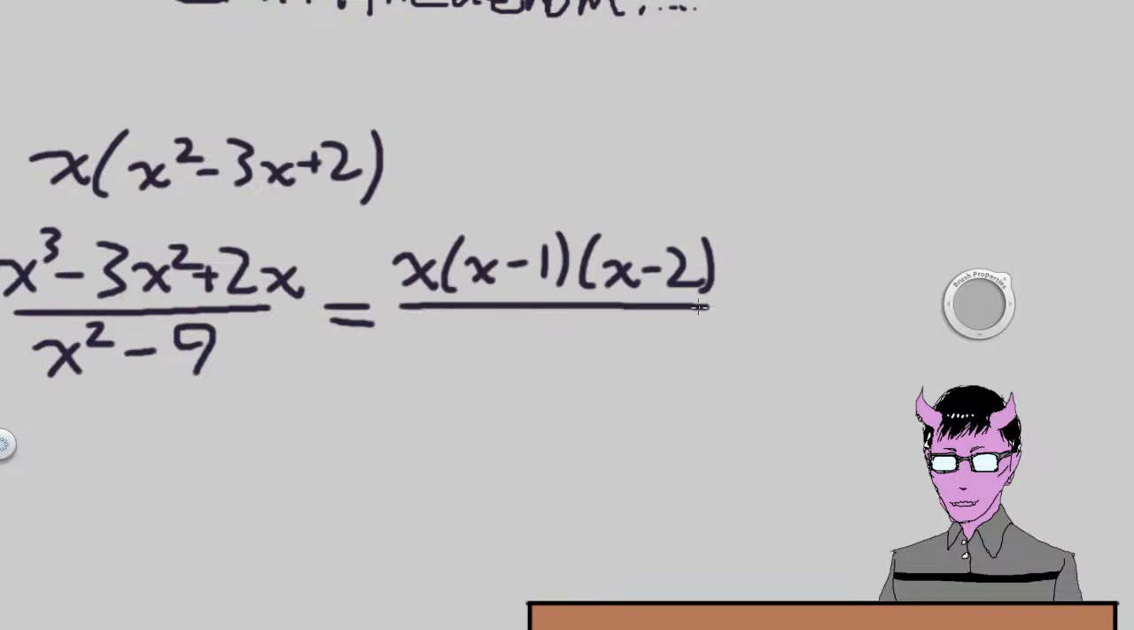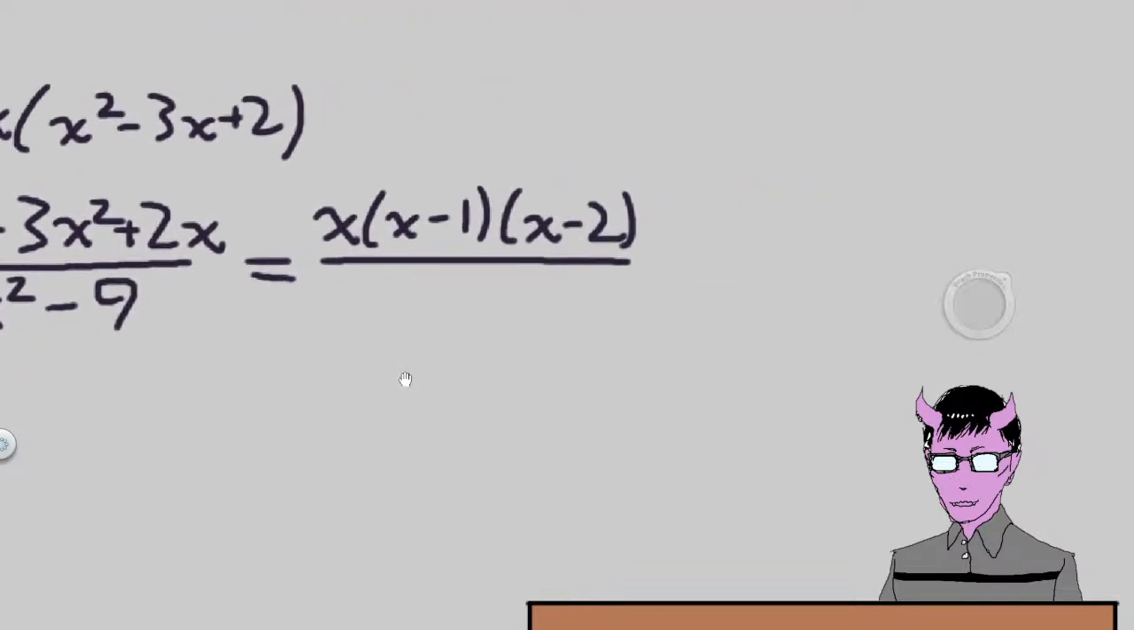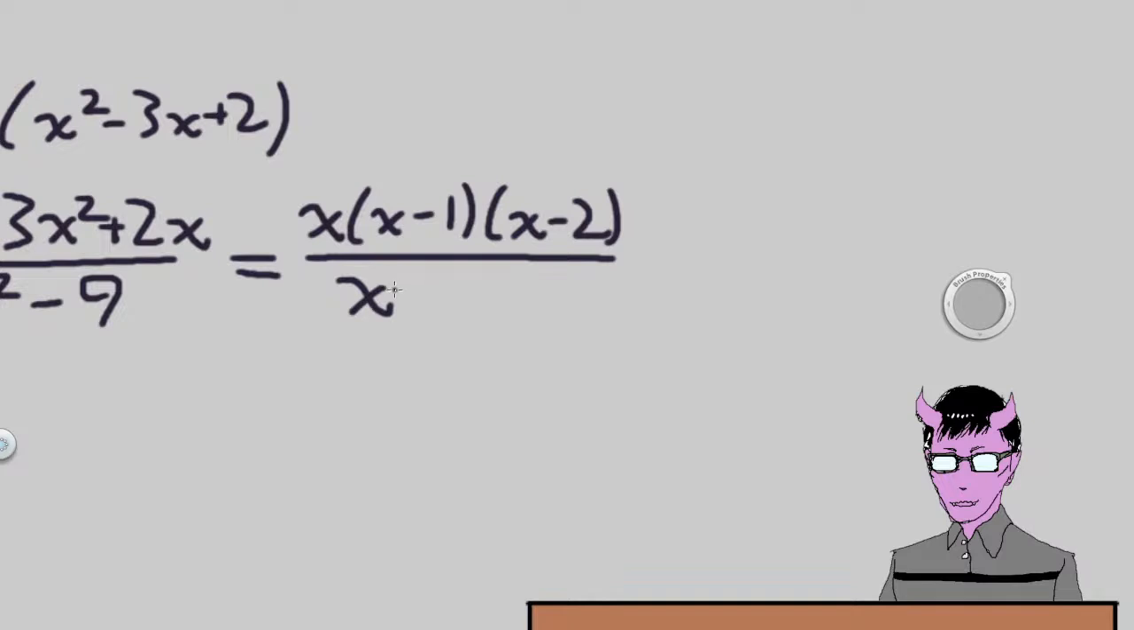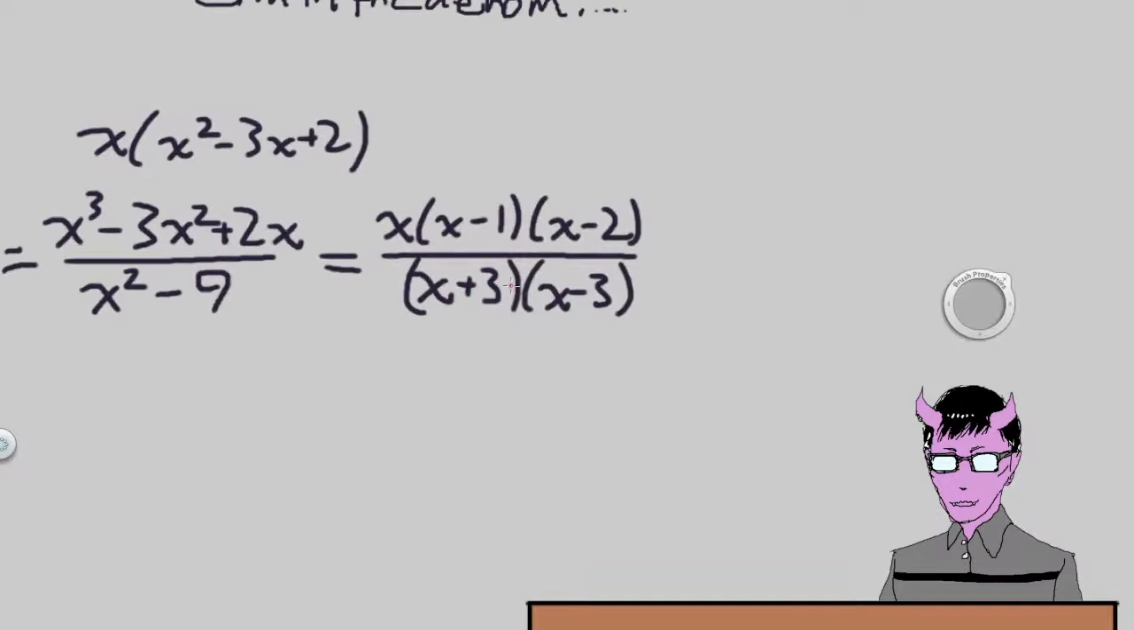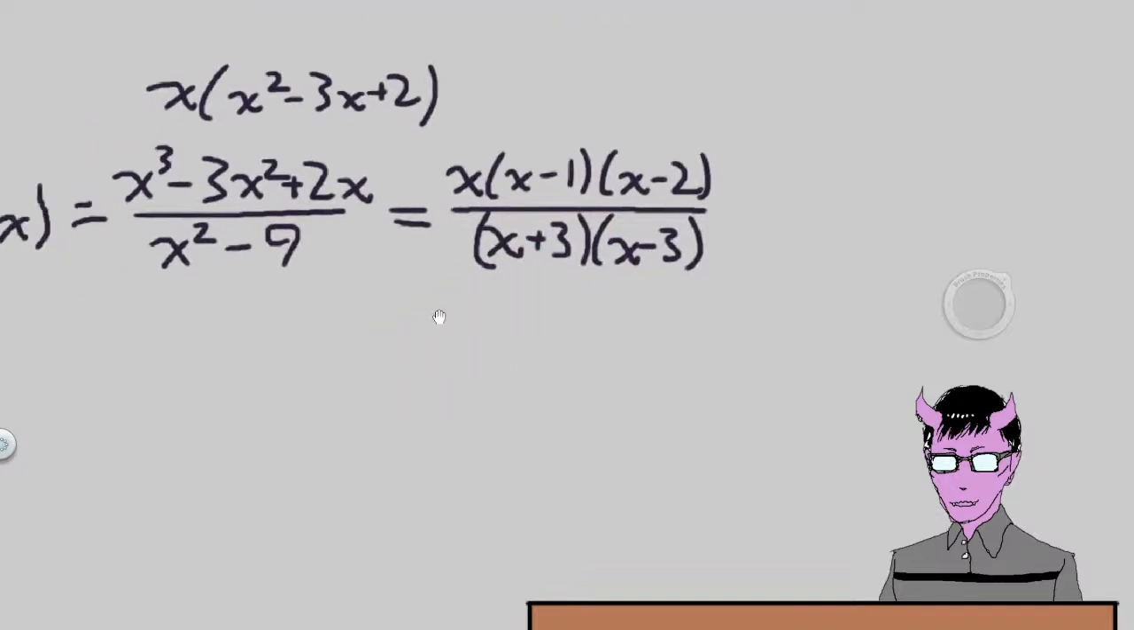Alright, that's the numerator. Denominators are just a difference of two squares. Use your favorite factoring algorithm, please. Alright. So there we go, fully factored form on top and on the bottom. So let's deal with the domain issues first.